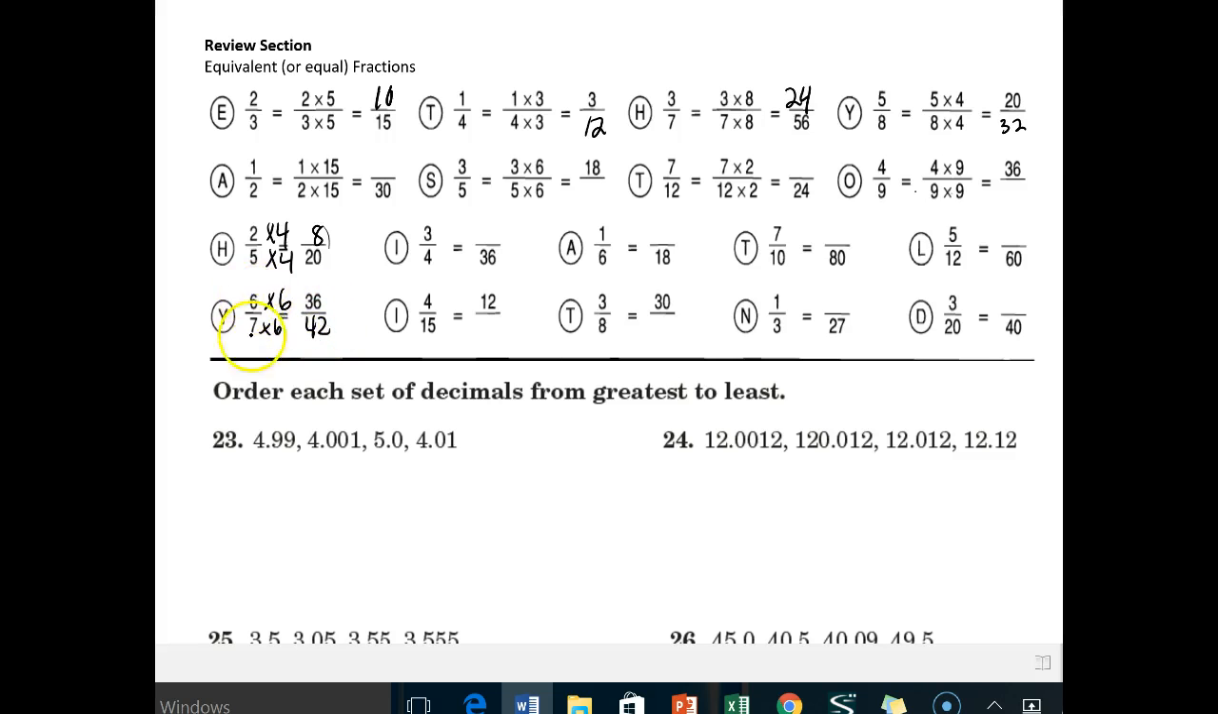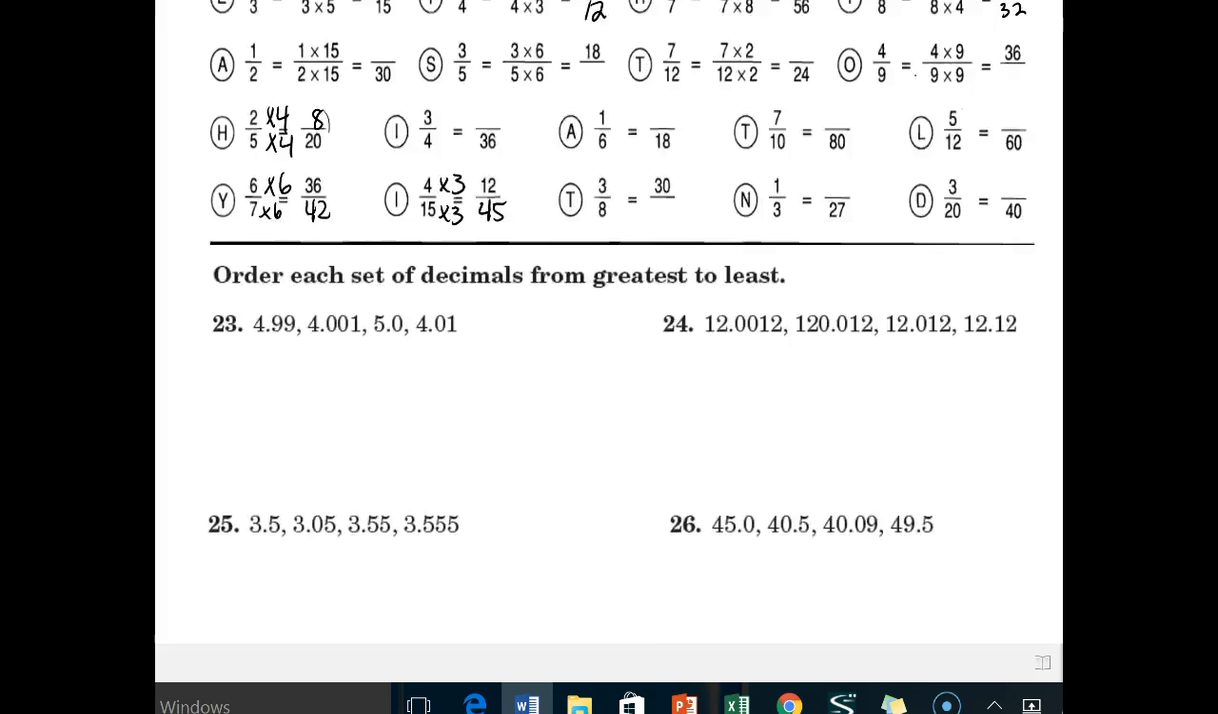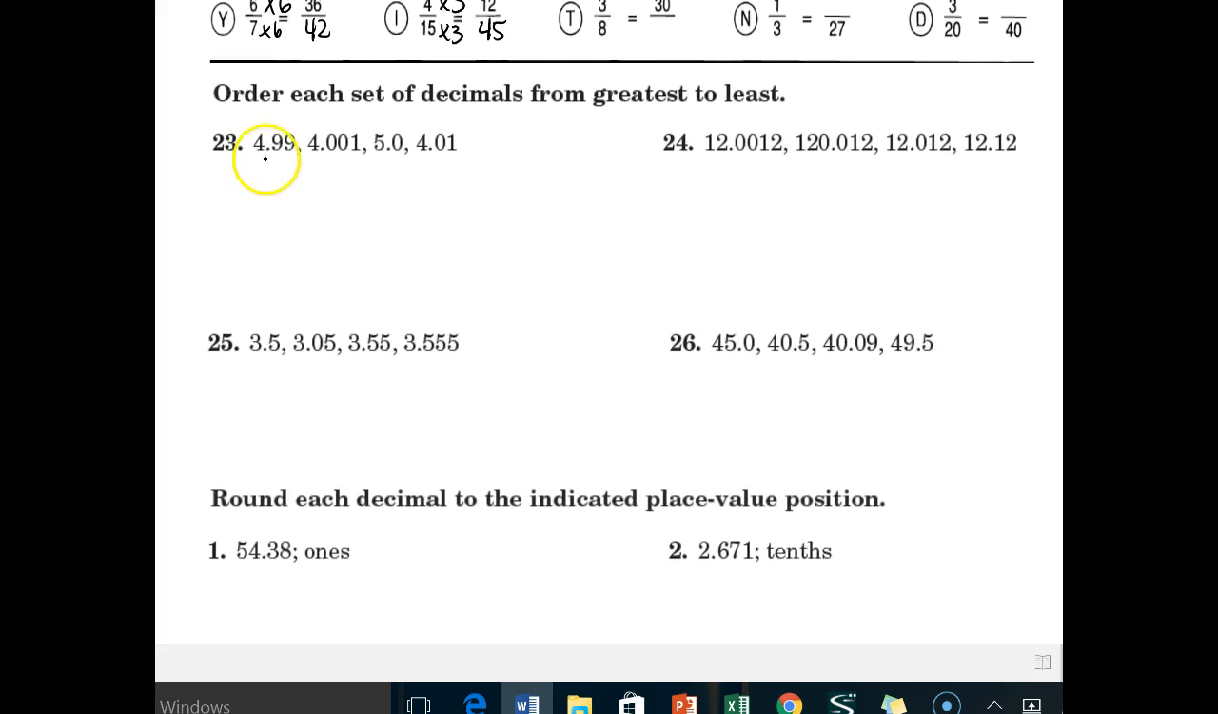36 over 42 is equivalent to 6 over 7. 4 times what number gives me 12? 4 times 3. So do 15 times 3, you get 45. Okay, you're going to finish off the rest. And ordering decimals, we've done this. I'll do one of these for you.